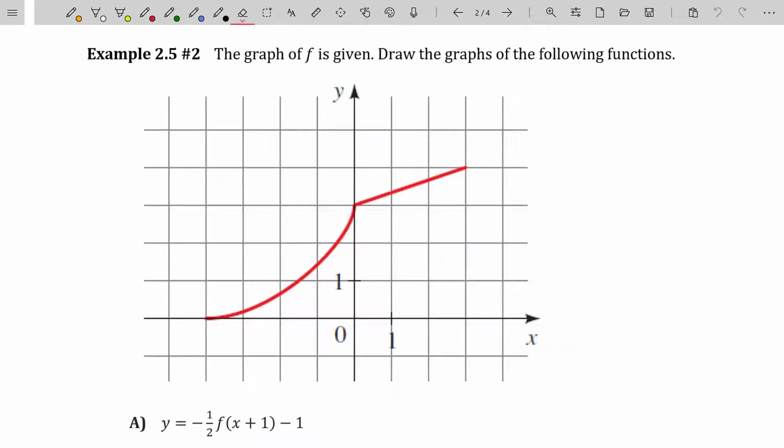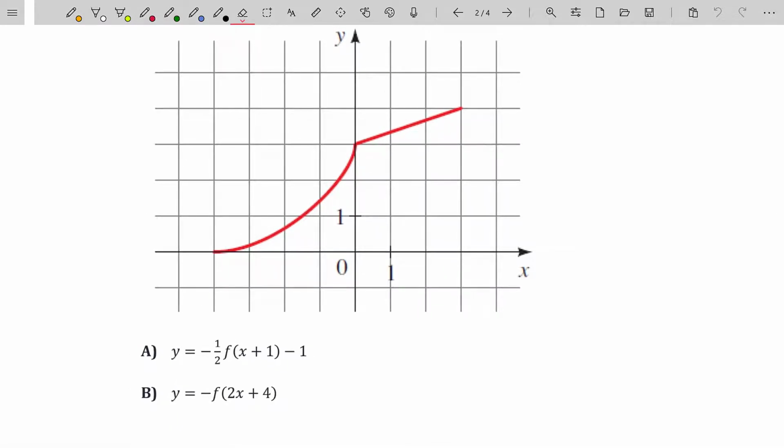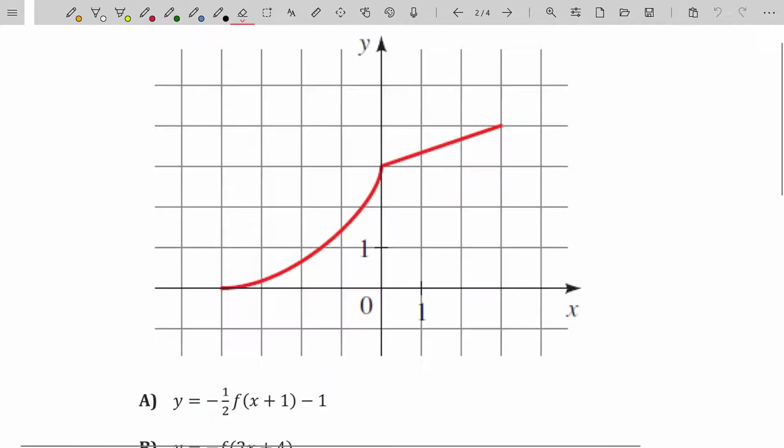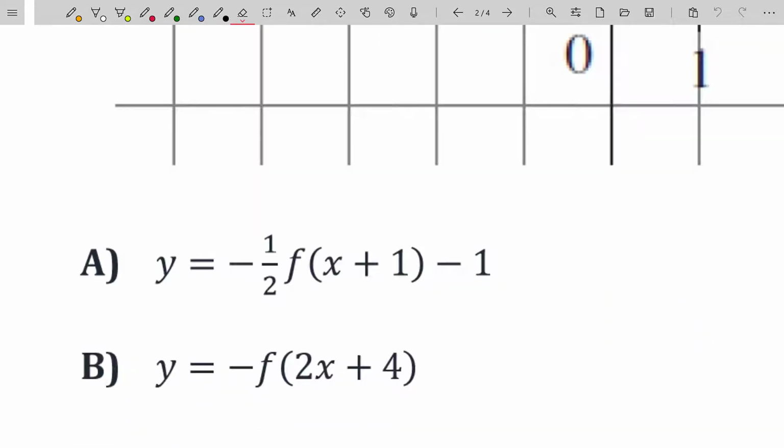So the graph of a function has been given to us, and we're asked to draw the graphs of these two following functions. I'm actually going to graph it right on that grid if I can. The first one is -1/2 f of x plus 1, and then the -1. Remember, the negative reflects the graph about the x-axis. The 1/2 compresses it vertically, basically multiplies all the y values by 1/2.